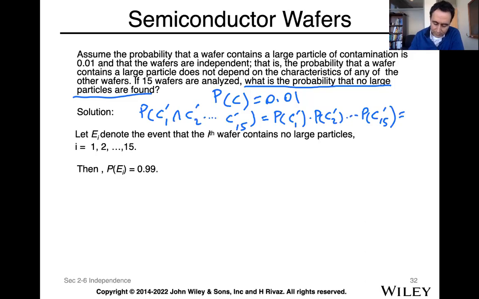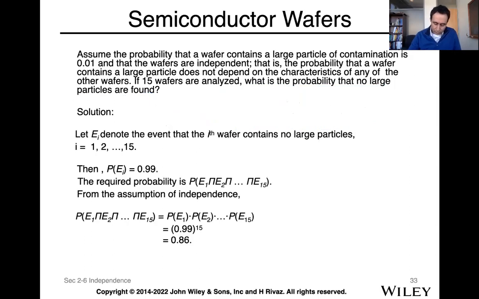So P of C is 0.01. That means that P of C prime is 0.99. Each one of these is 0.99, and there are 15 of them. So the answer is 0.99 to the power 15, which is 0.86.